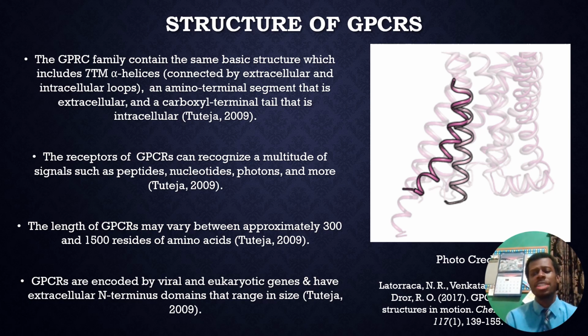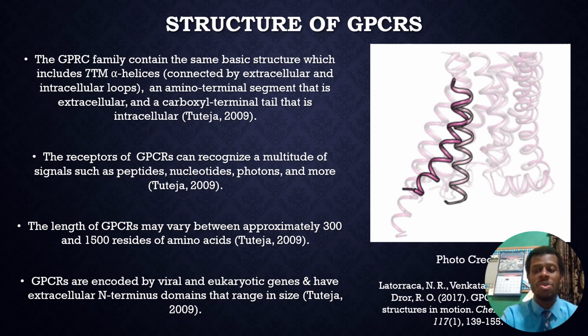Furthermore, analyses of approximately 200 GPCR sequences have ensued, and the total length of GPCRs may range between approximately 300 and 1,500 amino acid residues. The large variations have been located in the C and N termini as well, and their sizes range from approximately 879 to approximately 371 amino acid residues. We're also going to note that GPCRs may be encoded by viral and also eukaryotic genes, respectively.